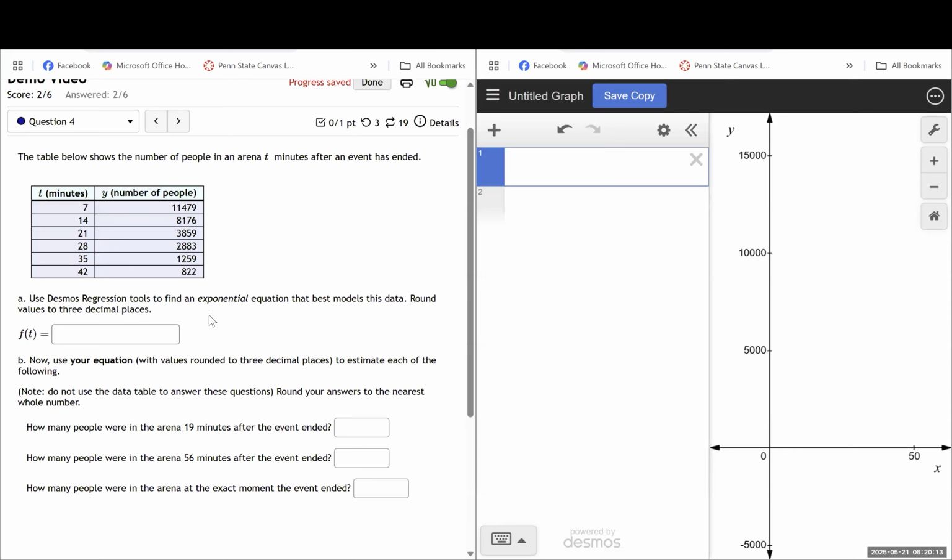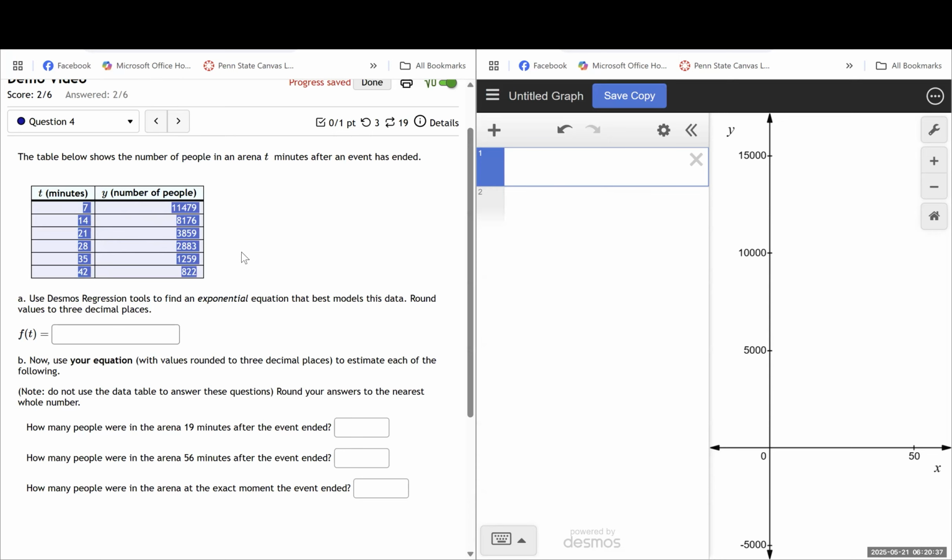So we're going to do an exponential regression using the data here in the table. I have a Desmos calculator window open here. I'm just going to carry my data over into Desmos by copying and pasting the table values. Notice I'm not including the header rows. I just want the numerical data.